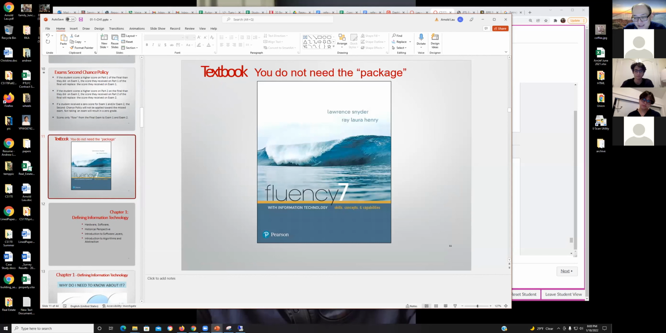Here's the book again. Notice it says don't get the package. There's some other extra complimentary package that goes with this. Don't worry about it, just get the book, okay?